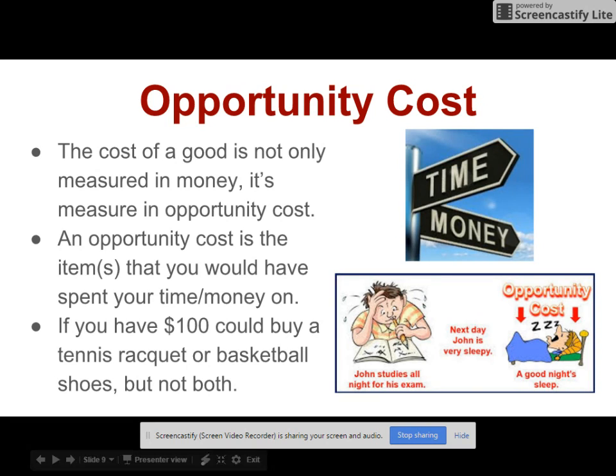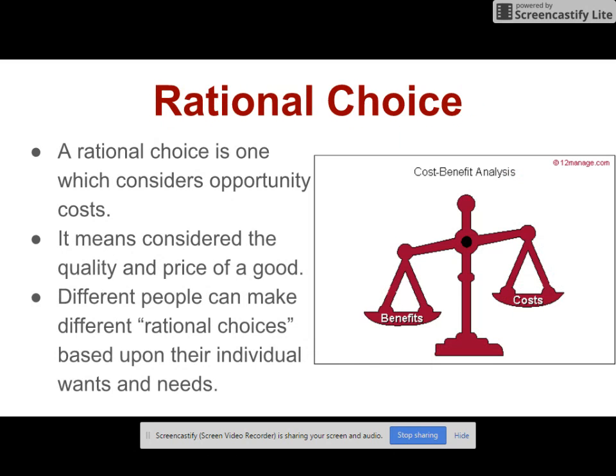And opportunity cost can be measured in terms of time as well. We see our little example down here. John's got a limited amount of time. He can do one thing. He can cram for his exam and then be tired when he takes it. Or he can sleep and be rested, but not have had that additional studying experience from cramming. Time and money both have opportunity costs.